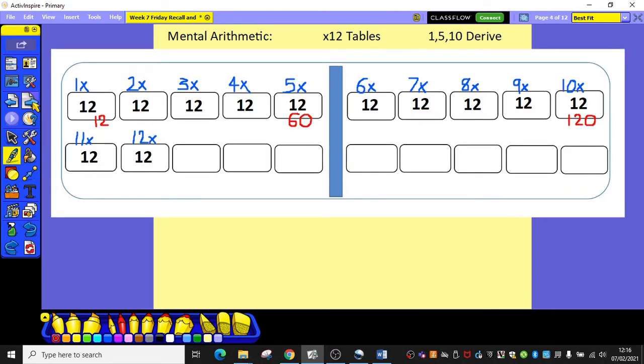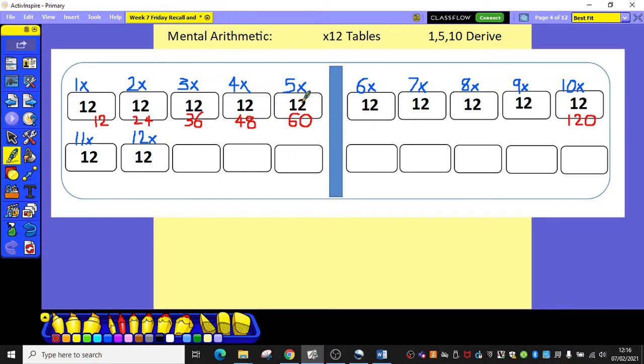So moving on then to the 12 times table, you can see that I've put in my 1, 5, 10 multiples, and we're going to use those to help us derive the other facts. So double 12 is 24. Double 24 is 48. So 4 times 12 is going to be 48. And 12 more than 24 is 36.